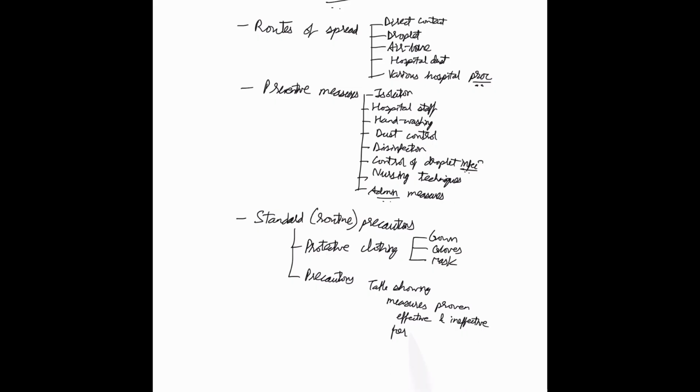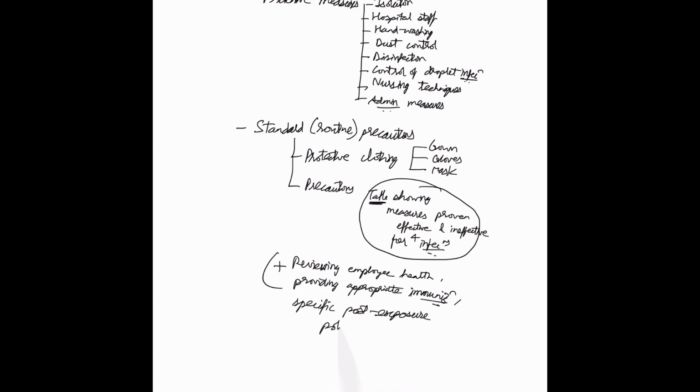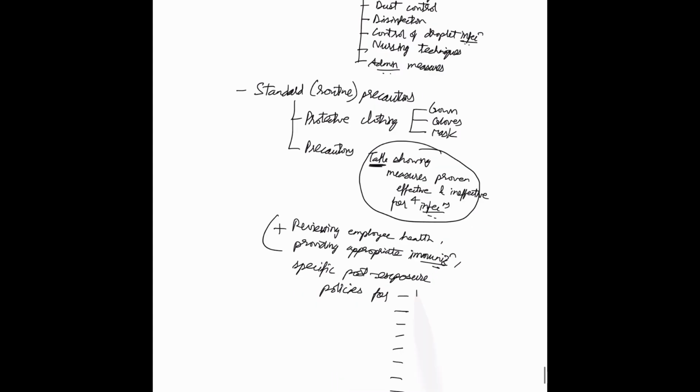Lastly, we have a very small note on reviewing employee health, providing appropriate immunization, and specific post exposure prophylaxis for healthcare employees, with specific post exposure policies for these diseases: HIV, hepatitis A or B or C or E, Neisseria meningitidis, TB, varicella zoster, diphtheria, pertussis, and rabies.